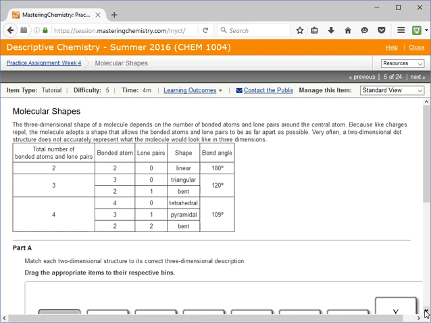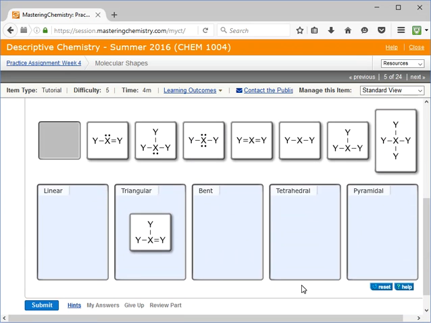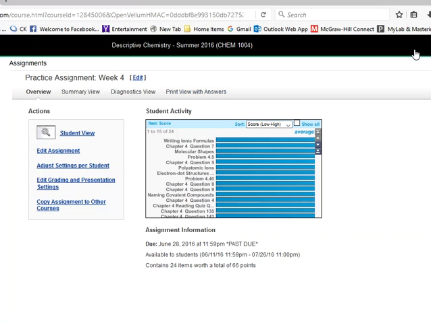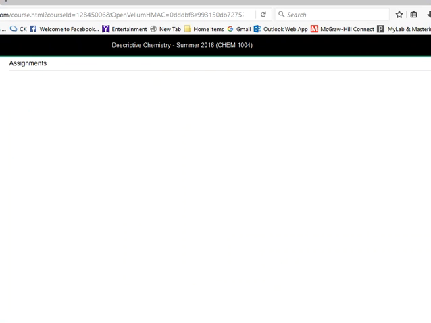Remember, valence shell electron pair repulsion theory, they're trying really to get the electrons to avoid each other as much as possible. And so the idea in here is to look back at that table and think about how they're going to be arranged inside of there. And that was shapes. And that's all I had for practice assignment 4. Let's look at quiz 3 for a minute.